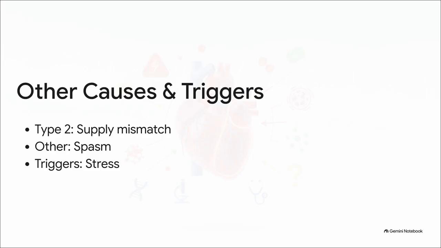A type 2 MI happens without a plaque rupture. Instead, it's a supply and demand mismatch. Think of a patient with severe anemia, terrible hypotension, or a tachyarrhythmia where the heart is just beating so fast it demands way more oxygen than the body can actually supply. Then we have non-atherosclerotic causes, like a spontaneous coronary dissection, a rogue embolism, or a severe vasospasm.